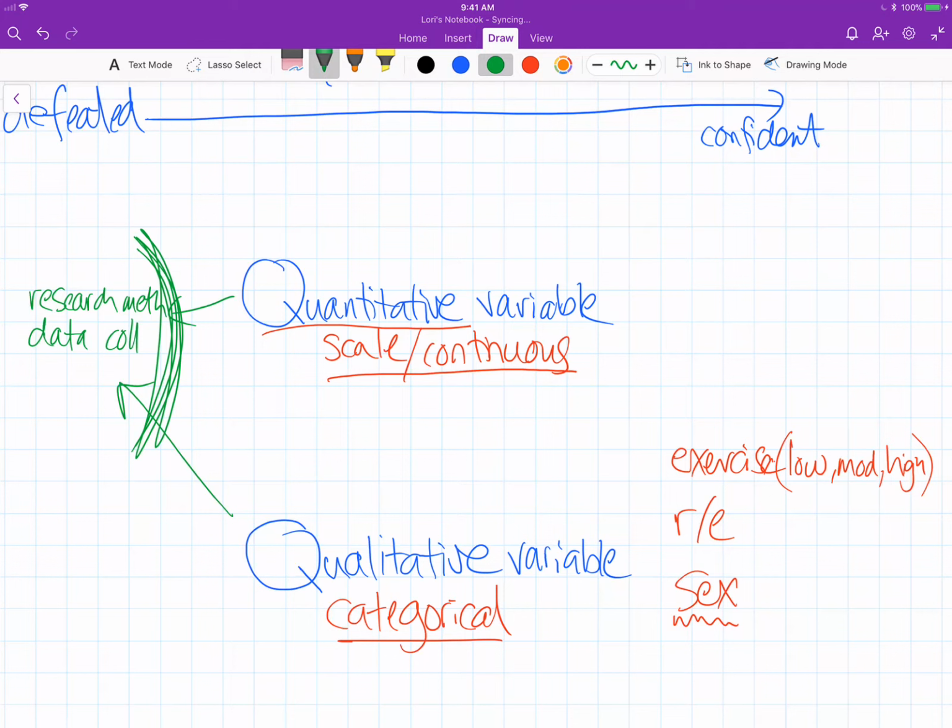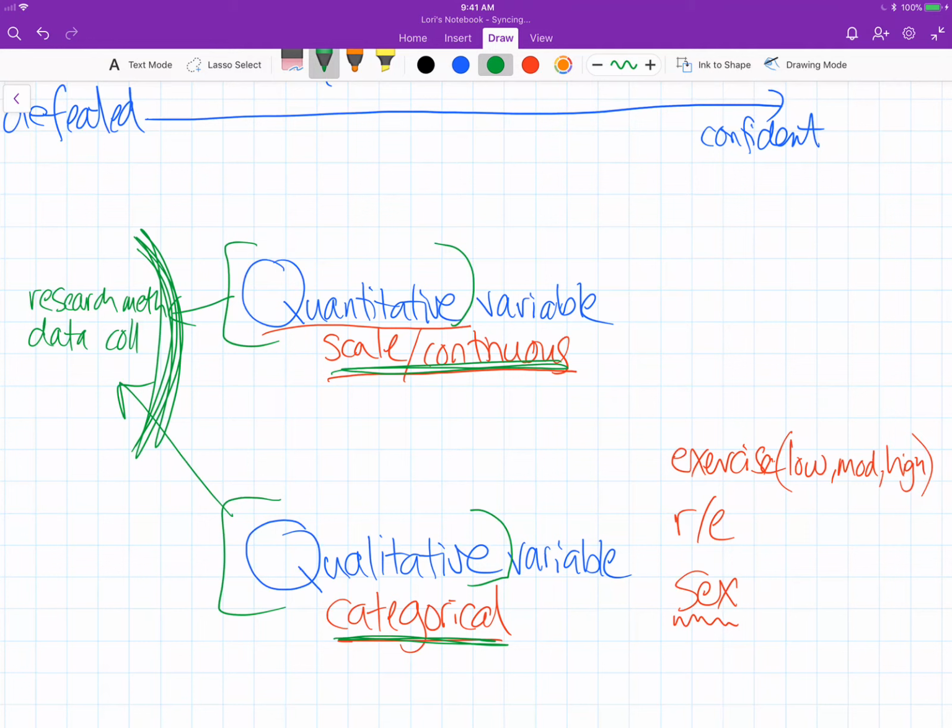We can do qualitative research methods and we might be asking about the kinds of things that are quantitative. We might do quantitative research methods and be asking about qualitative variables. And so that's why these particular words are very confusing. And so I'm going to stick with either scale or continuous, or the word categorical.